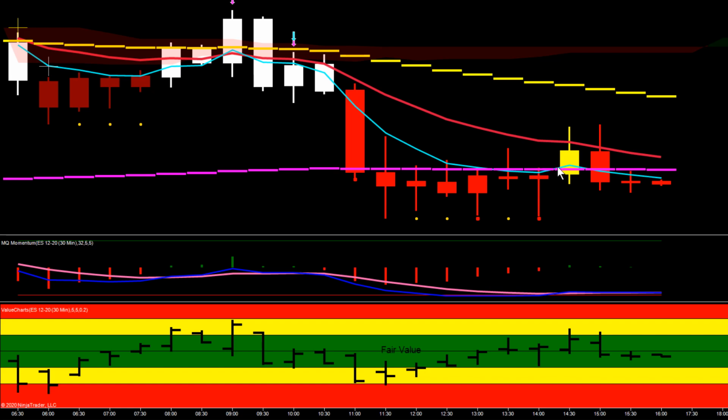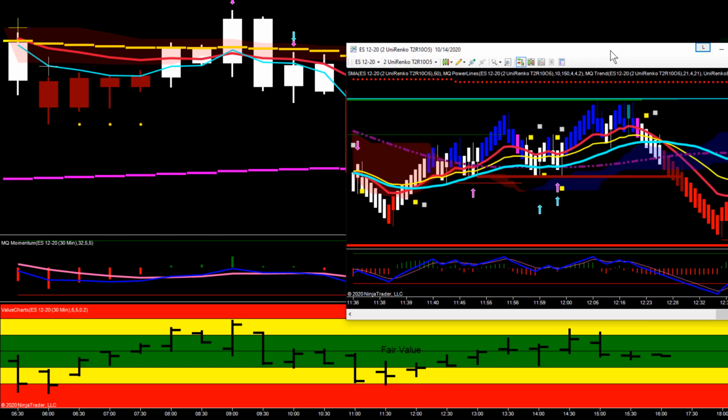Then this reversal doji ended up triggering back to the upside. We actually had a decent Unirenko chart setup off of that, and depending on how you manage your trades, you had the opportunity to get at least $250 per contract on the trigger of the reversal doji to the upside. And this is what that actually looked like on the Renko chart.